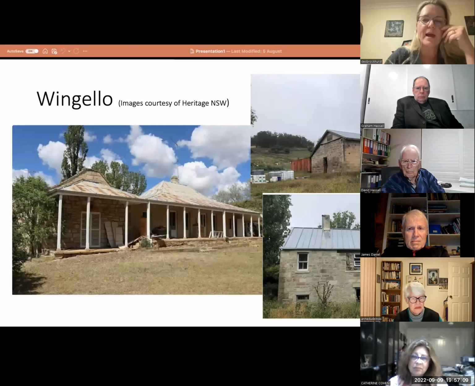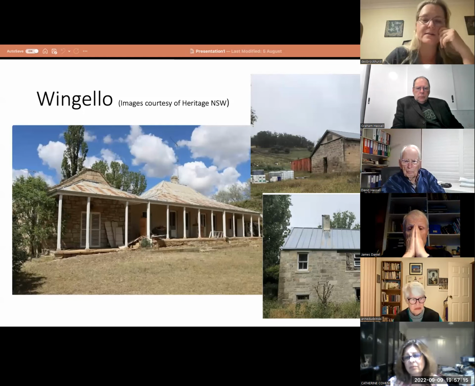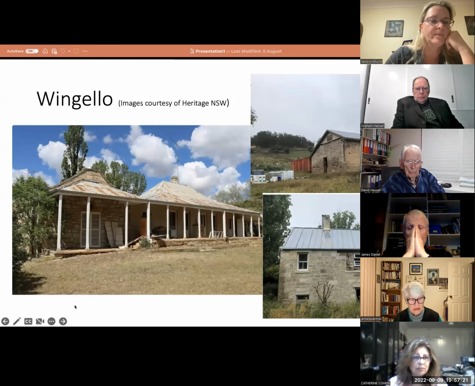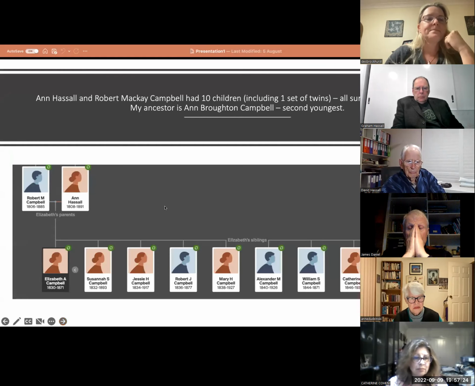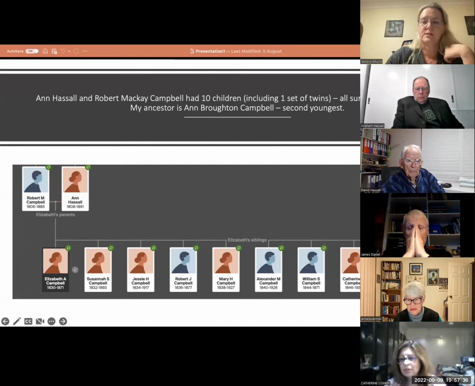Anne Hassall and Robert McKay Campbell's first two children were born at Cobbitty, but their subsequent children were born here. So after they married and built the house, they came to live here. They had 10 children, including one set of twins, all surviving into adulthood. My ancestor is Anne Broughton Campbell, the second youngest. There she is there.